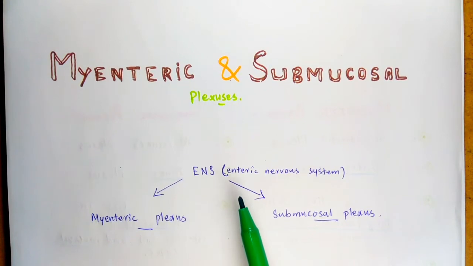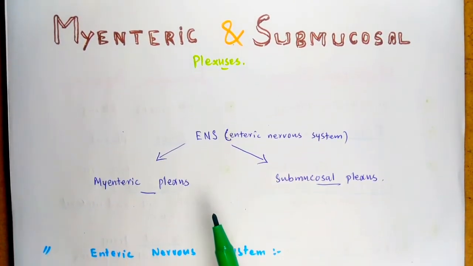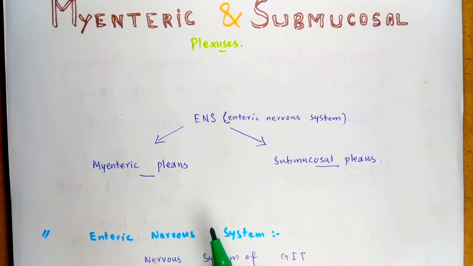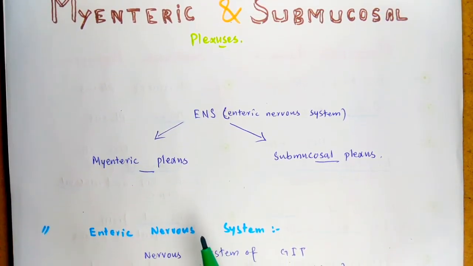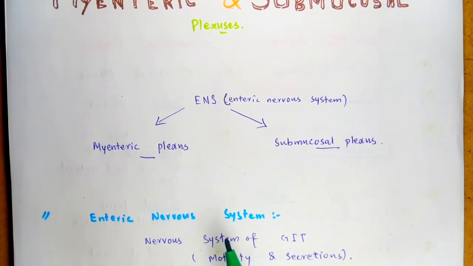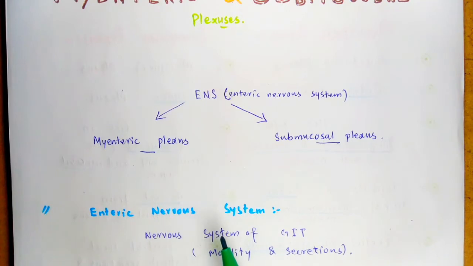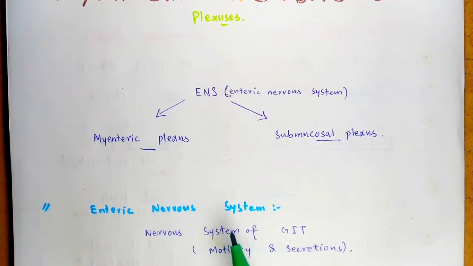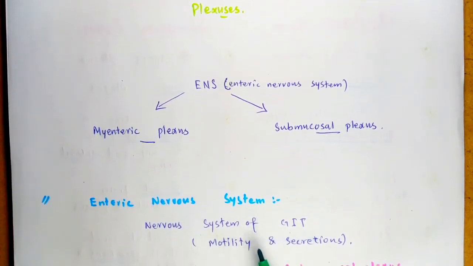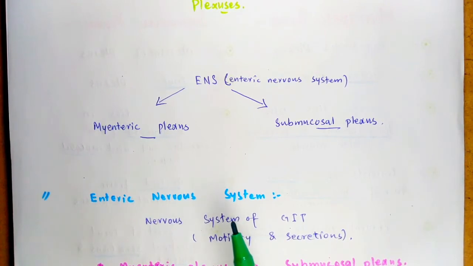The enteric nervous system, the nervous system of the gastrointestinal tract, is a subdivision of the autonomic nervous system. It is basically involved in gastrointestinal tract motility and secretions. So the subdivision of the autonomic nervous system that is involved in controlling gastrointestinal tract motility and secretion is called the enteric nervous system. It extends throughout the wall of the GIT.